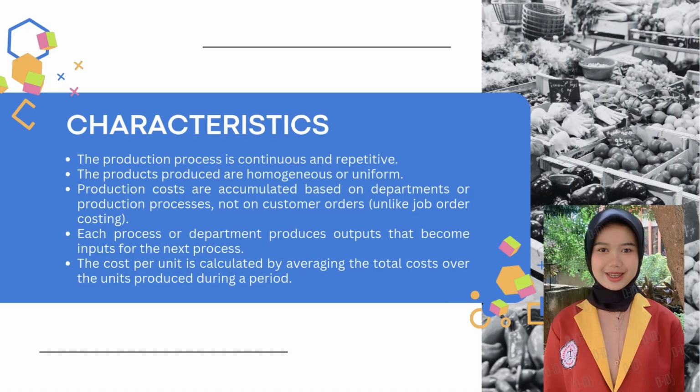Characteristics of process costing. This method has several distinctive characteristics, including 1. The production process is continuous and repetitive. 2. The products produced are homogeneous or uniform. 3. Production costs are accumulated based on departments or production processes, not on customer orders, unlike job order costing. 4. Each process or department produces outputs that become inputs for the next process. 5. The cost per unit is calculated by averaging the total costs over the units produced during a period.